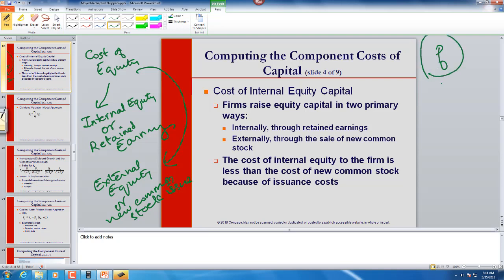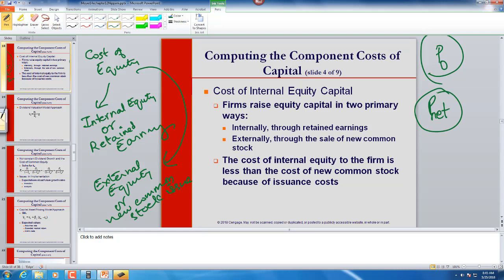So, PO matters when it comes to internal equity. Whereas when you raise external equity, you have to do the same things you do with bonds and preferred stock. You have to register with the SEC, you have to place it, you have to advertise it. So, in external equity, you'll have P net instead of PO. That's the only difference, guys, really.